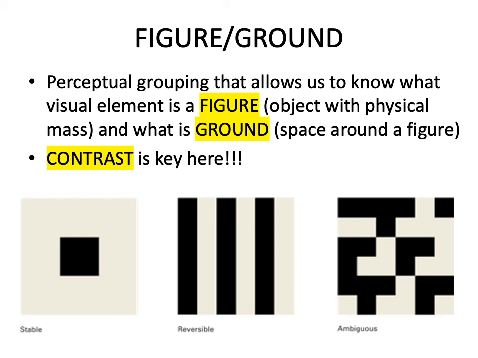Reversible: here we can see the black lines as figure while the white is existing as space or ground. Or we can flip it around and see the white as being the figure with the black as the ground, right? Ambiguous figure-ground relationship: our brain is flip-flopping continually. We can see both the black and the white as figure and the black and the white as ground all at the same time, right? Which is confusing, but exciting, okay?